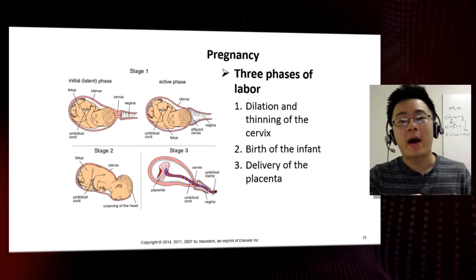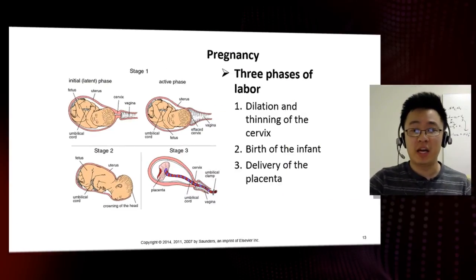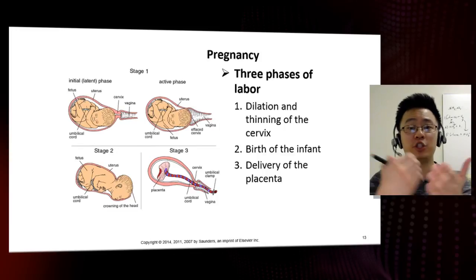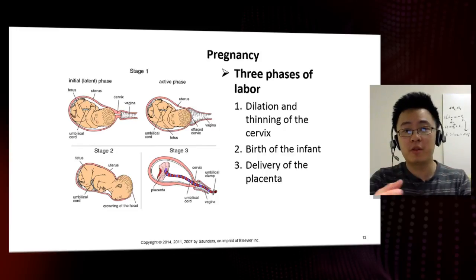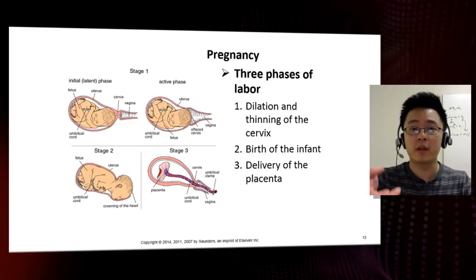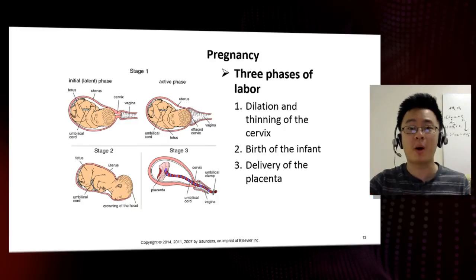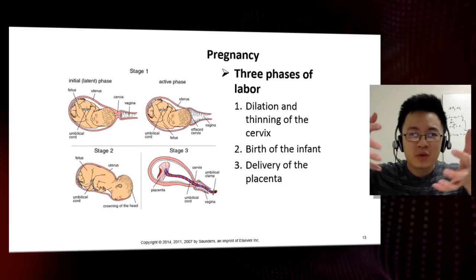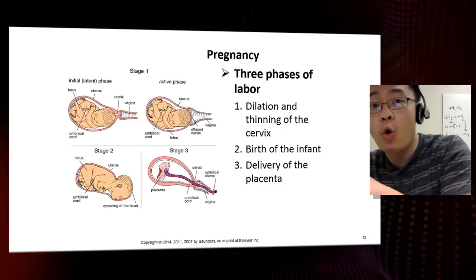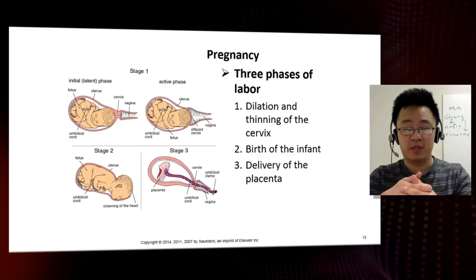Now, pregnancy here happens in three stages. The first stage here is a dilation and thinning of the cervix. You can see here the cervix is closed shut because obviously while the mother is living her day-to-day life and doing her daily activities, you don't want the baby, as she's walking, to just drop on out. So the cervix is very closed and shut to hold the baby in the uterus.